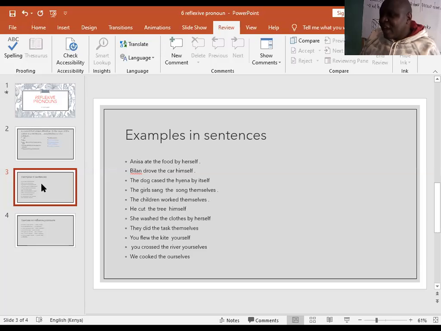We are putting emphasis on the person who drove the car, and in this case, it is Bilan. So we say, Bilan drove the car himself. Okay?